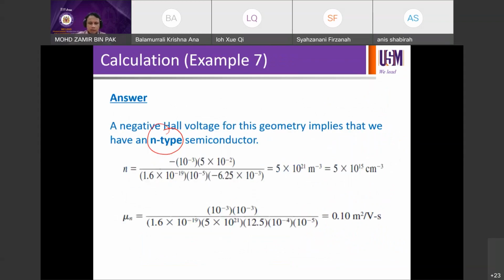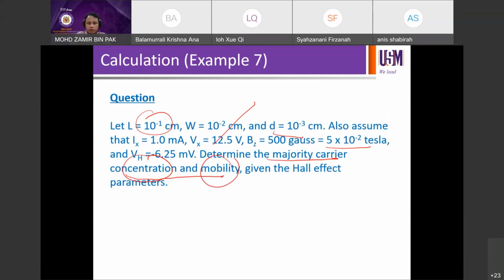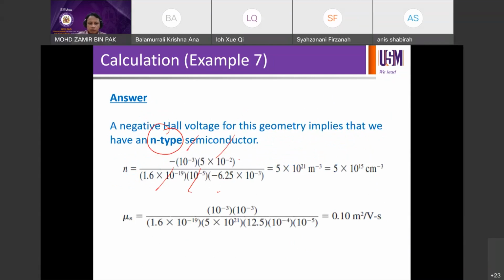You just have to replace the thickness, the width, the electron charge, and then 10 to the 5 is your thickness here, and then 6.25 is the Hall voltage, right? And then you're going to get your majority carrier concentration, which equals 5 times 10 to the 15, right? So that means you have an electron concentration of 5 times 10 to the 15 in your semiconductor material, right?